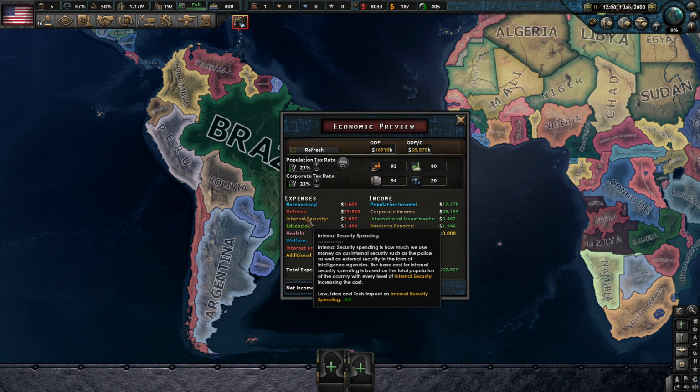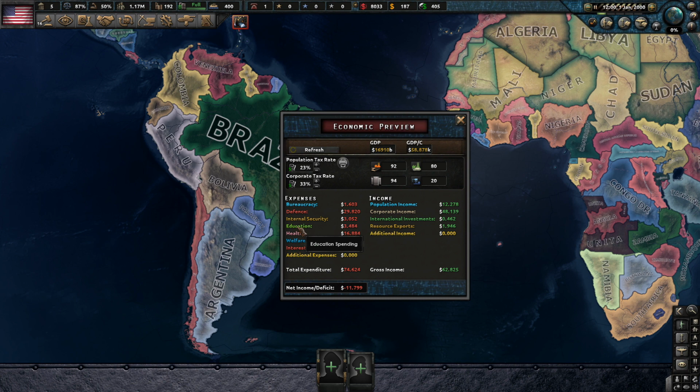Internal security provides some very useful bonuses, but reduces your political power gain. The cost is tied directly to population as well, and the DNA fingerprinting tech reduces the total cost by 5%.